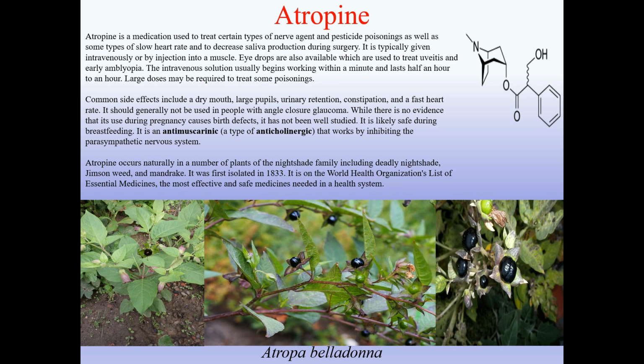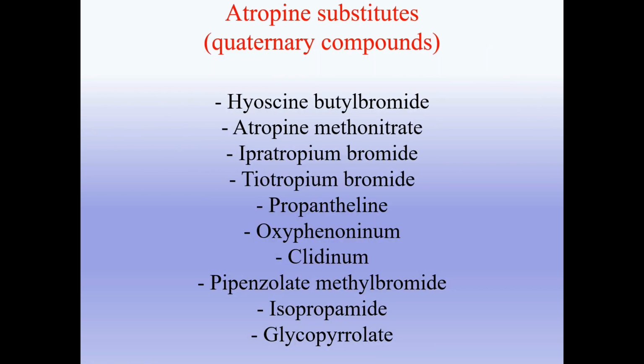Atropine occurs naturally in a number of plants of the nightshade family, including deadly nightshade, Jimson weed, and mandrake. It was first isolated in 1833. It is on the World Health Organization's list of essential medicines, the most effective and safe medicines needed in a health system. And below you can see the picture of Atropa belladonna, which includes this atropine. On this slide you can see atropine substitutes, quaternary compounds: hyoscine butyl bromide, atropine methonitrate, ipratropium bromide, tiotropium bromide, and others.